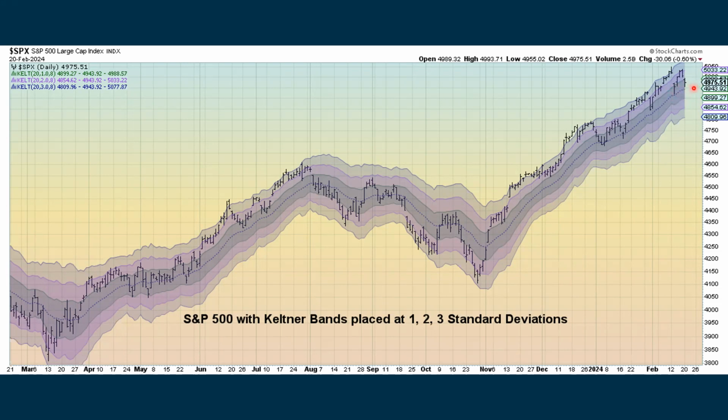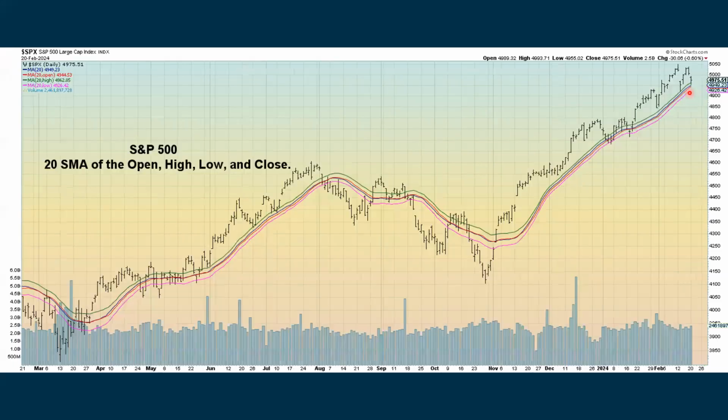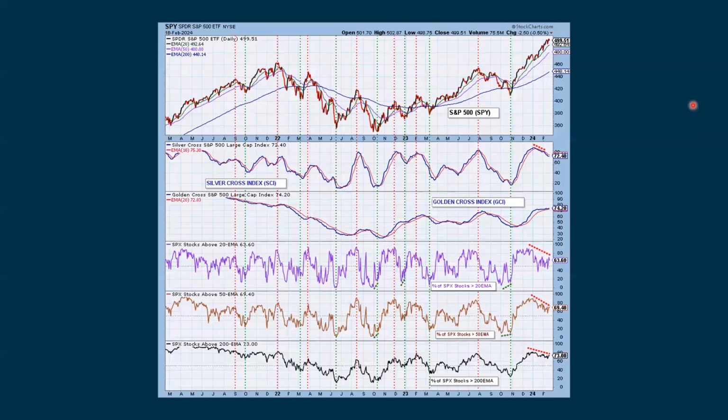We're still above the midpoint, so that gives us more of a positive flair. If we drop below the midpoint, that will turn things more negative. Here's the 20-period simple moving average of the open, high, low, close. Right now, we are seeing some support in this little mini rainbow.